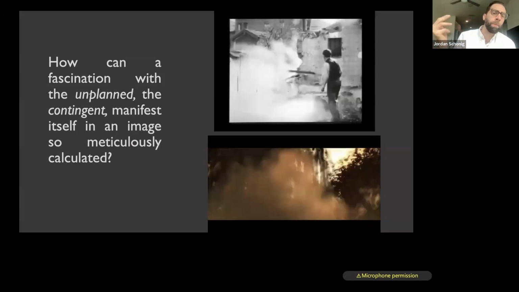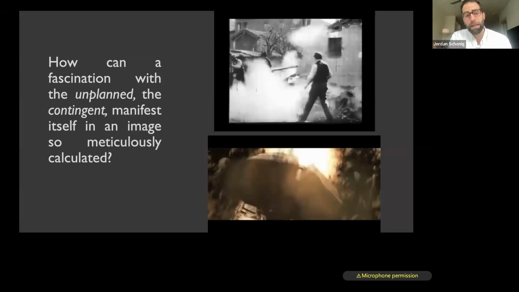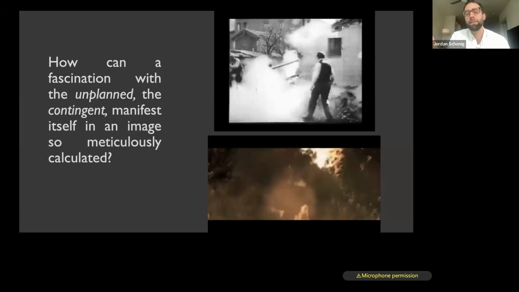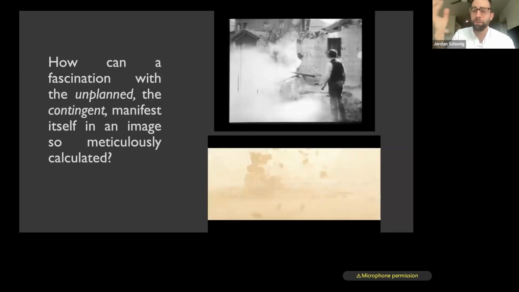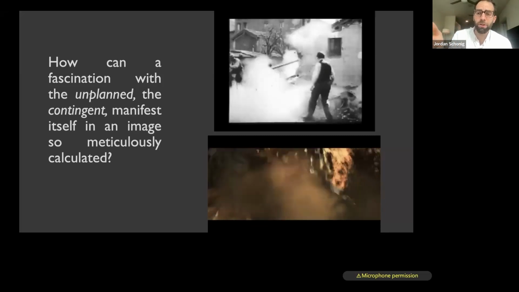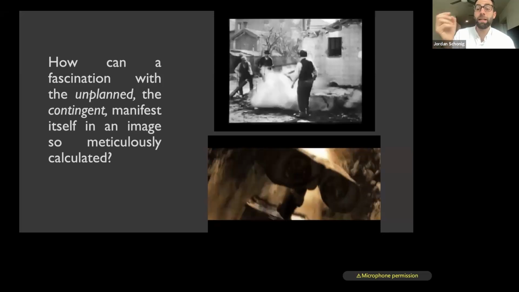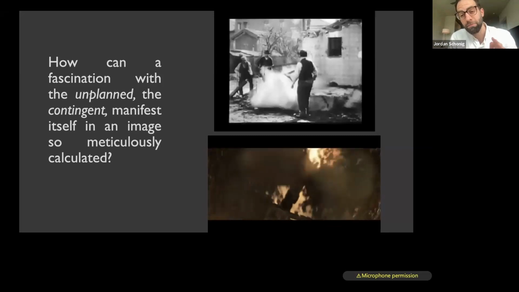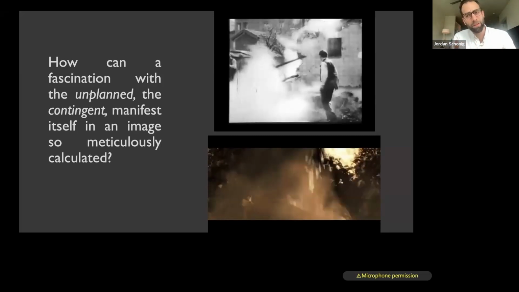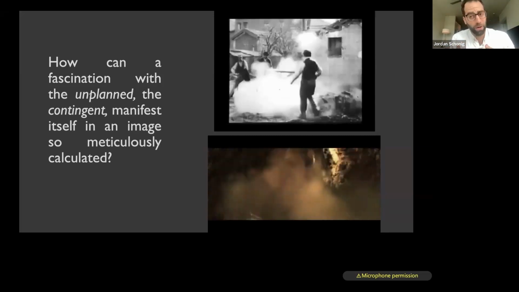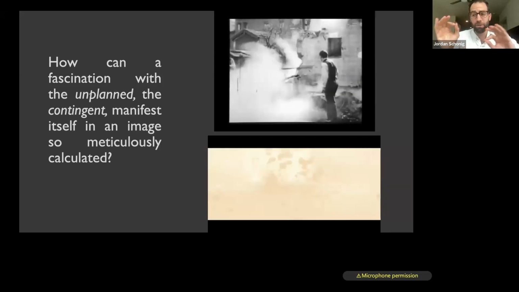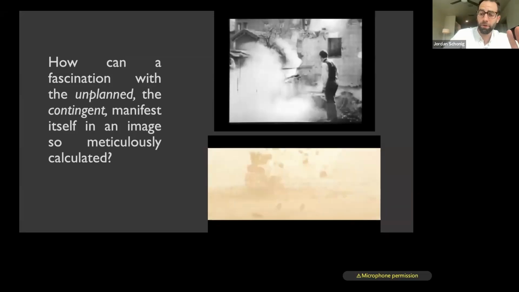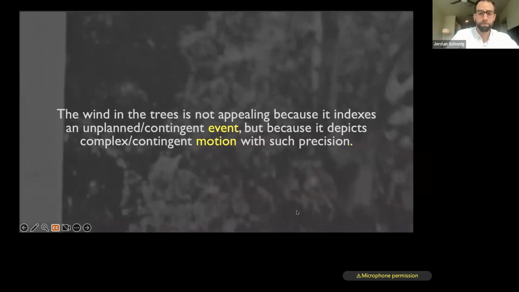So my question is, how can a fascination with the unplanned, the contingent, manifest itself in an image so meticulously calculated? If the explanation as to why early spectators were interested in the dust was because it's a testament to the dust's contingent existence, how can a seemingly similar fascination happen with an image that is not photographed, but is absolutely planned with every single detail? This is an animation, this is a painting, this is not a photographed image on the bottom.